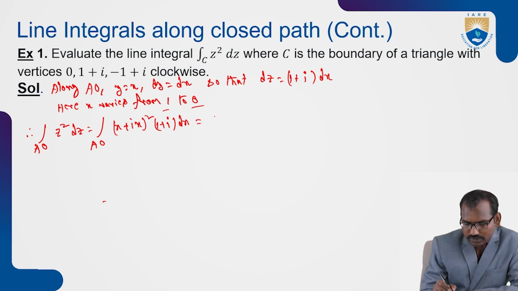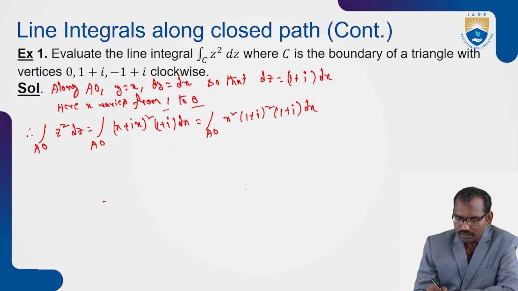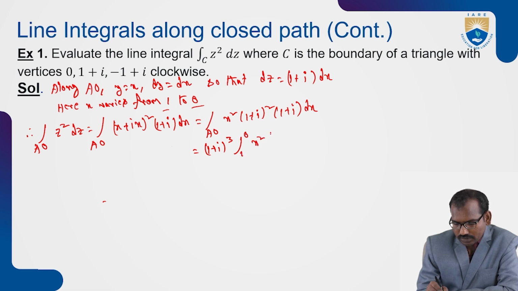Now we can write it as integration along AO of x square times (1 plus i) whole square, here (1 plus i) dx. Now you can observe that it is (1 plus i) whole cube times the integration in terms of x. That's why I am taking from 1 to 0 of x square dx. Now you expand this.